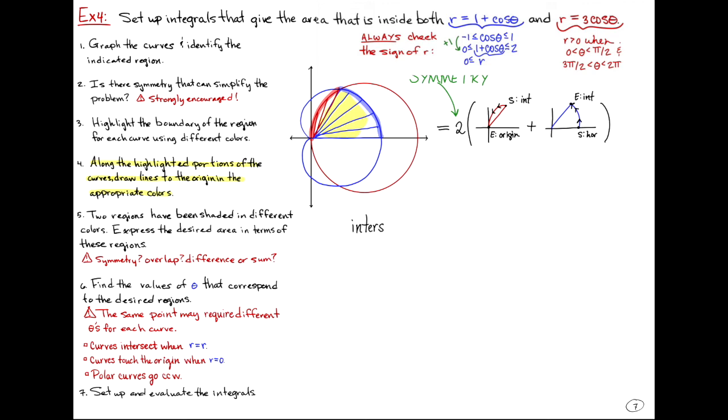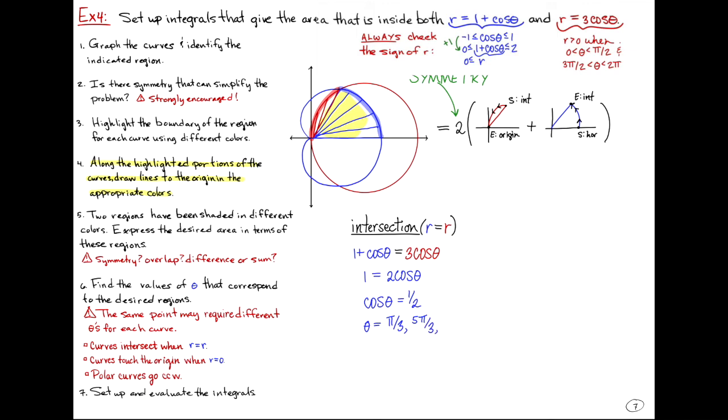Let's start by finding our intersection point. To find our point of intersection, we set r equal to r. Subbing in for our formulas, we have 1 plus cosine theta equal to 3 cosine theta. Subtracting cosine theta from both sides, we have 1 is equal to 2 cosine theta, which gives us cosine theta equal to 1/2. And solving for theta, we have theta is equal to pi over 3, 5 pi over 3.